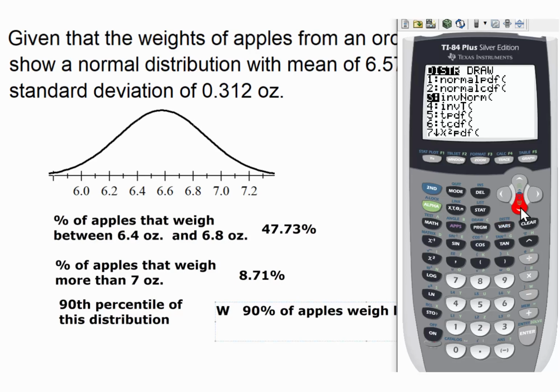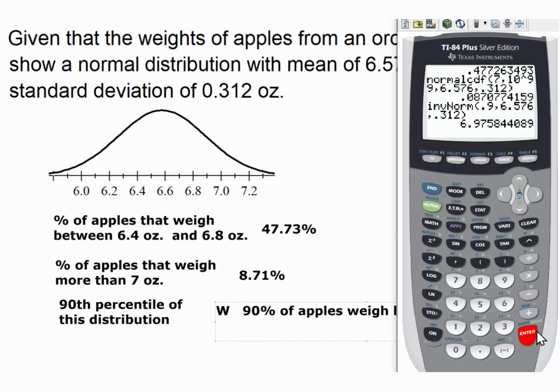And for this, we are doing the reverse calculation. So we say, okay, area to the left is 0.9, and the mean is 6.576, right? And the standard deviation is 0.312, and we enter that, and what we get is that W is about 6.98 ounces, right?